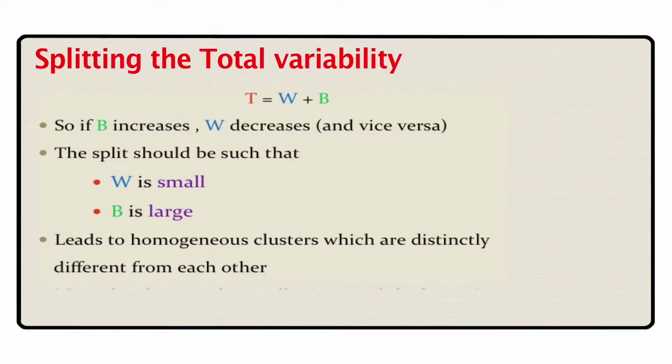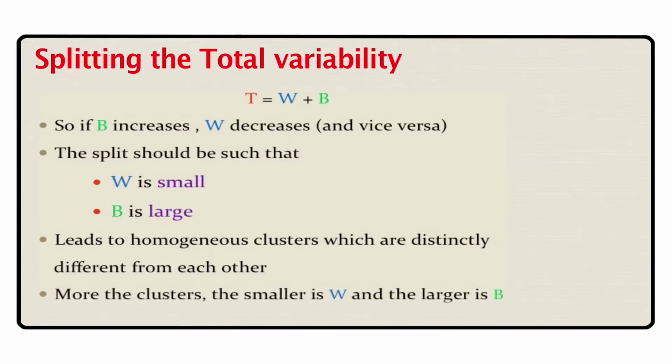So if we can split it in this way, W small and B large, then the clustering is very good. But then this would lead to homogeneous clusters which would be distinctly different from each other. But the problem is, how do you get to homogeneous clusters? If you go on increasing the number of clusters with less and less members, then obviously W would become small and B would become large. So we need to look into this more carefully.